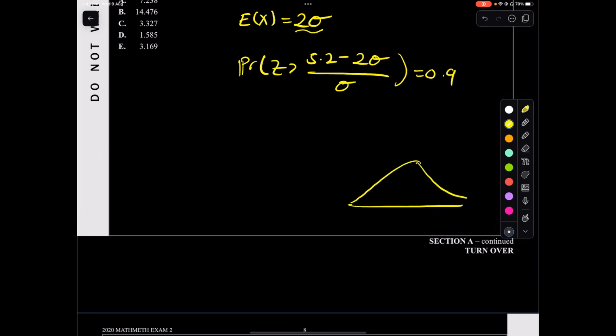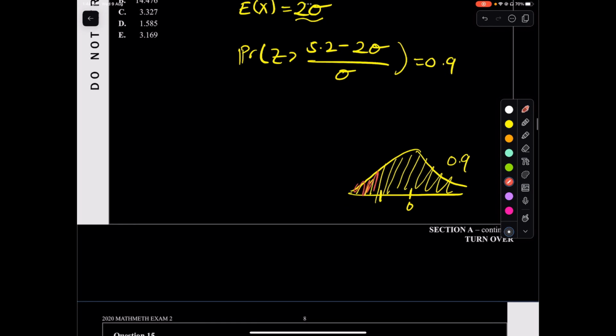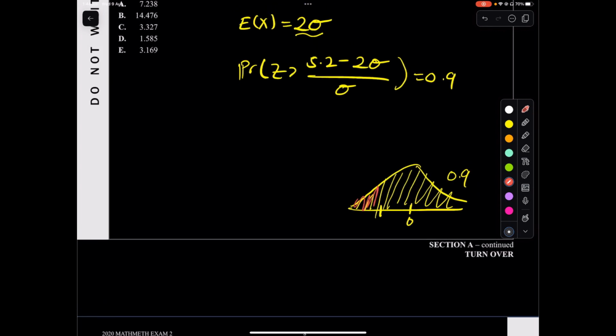So if we draw a normal distribution, 0, and we're saying, say it was over here. This is our value, and we know that because it's greater, this is 0.9. And what we want to do is find this value over here. If we find this, it makes our life much easier. So to get that, this will be 0.1. And we want to say the probability of z less than 5.2 minus 2 theta, all over theta. Okay, that's it.